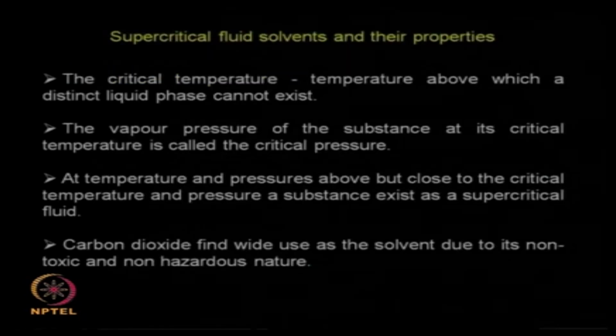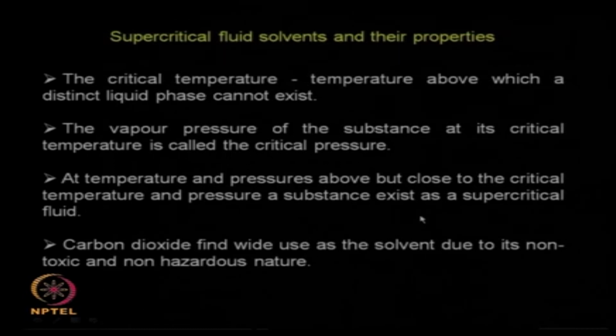So there are certain definitions which you need to know, and the most important definitions are critical temperature and critical pressure. So what is a critical temperature? The temperature above which a liquid cannot exist, that is called the critical temperature. The vapor pressure of the substance at the critical temperature is called the critical pressure. So at the critical temperature and pressure, you will have a substance that exists as a supercritical fluid.